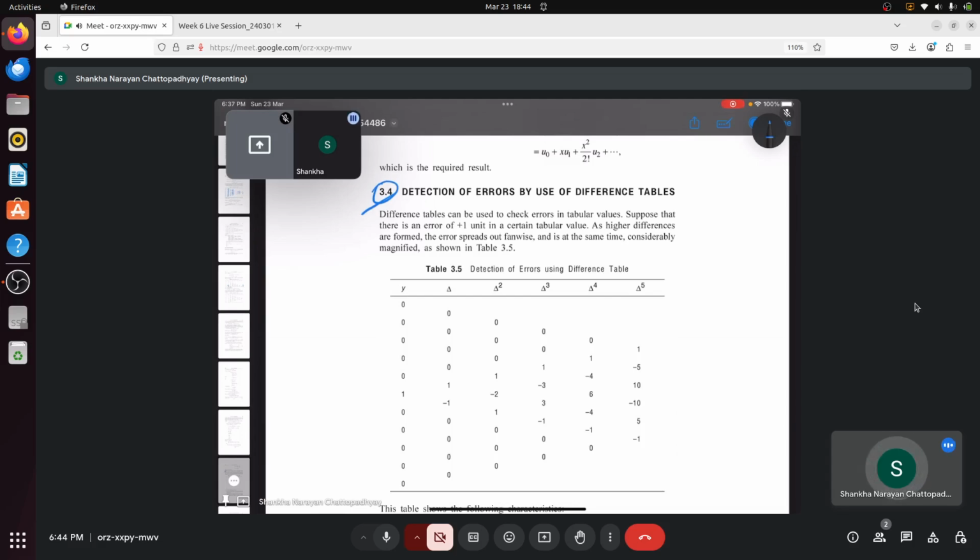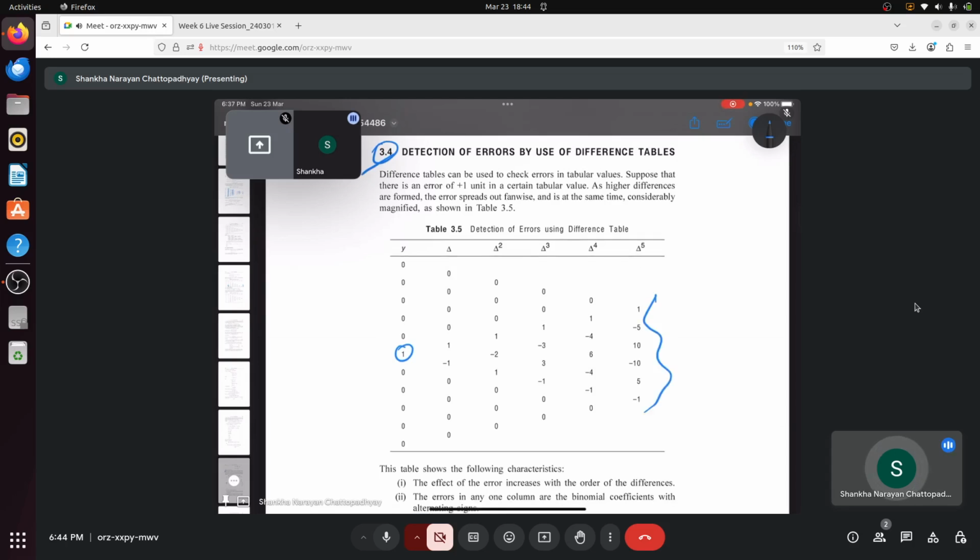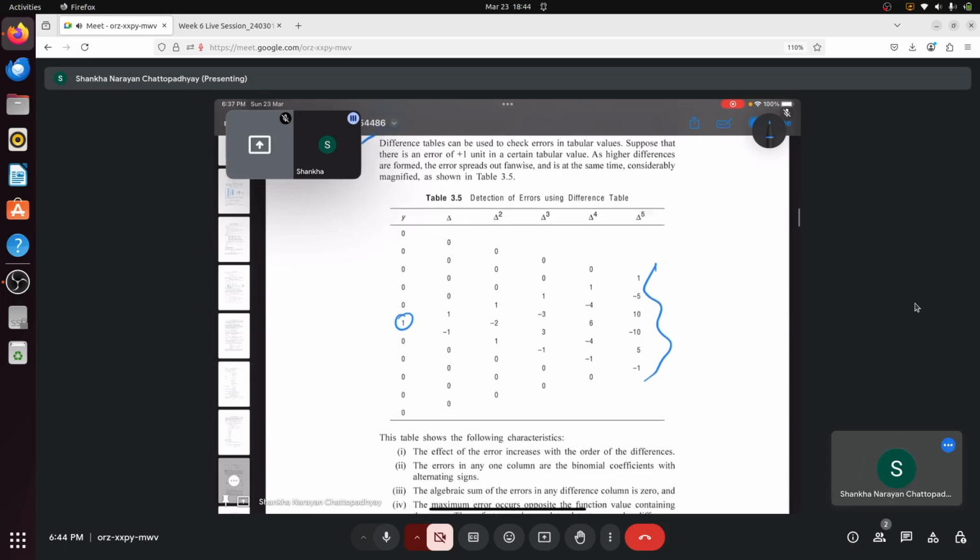Just observe one thing: suppose that there is an error of plus 1 unit in a certain tabular value. Here is the error. Now you see how this error gets magnified. In this table, the error is magnified in the central part. See, 10, minus 10, 5, minus 1, minus 5, 1. So this is called magnification of the error term.